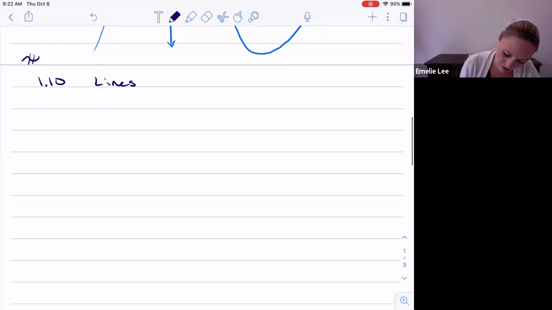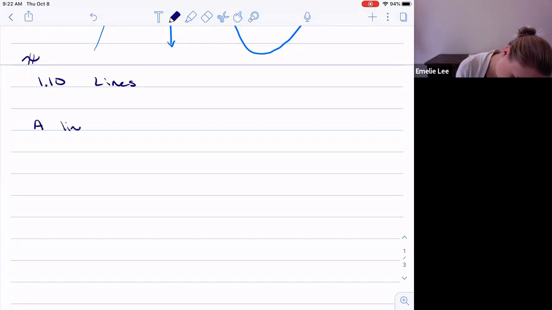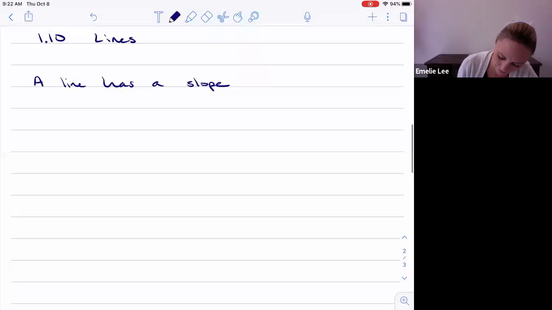Okay, so just getting into lines, right? We first have to talk about the slope. The slope of a line is really just, is it positive or is it negative? And then how steep is it, right? So a line has a slope, right? Which tells us two things.